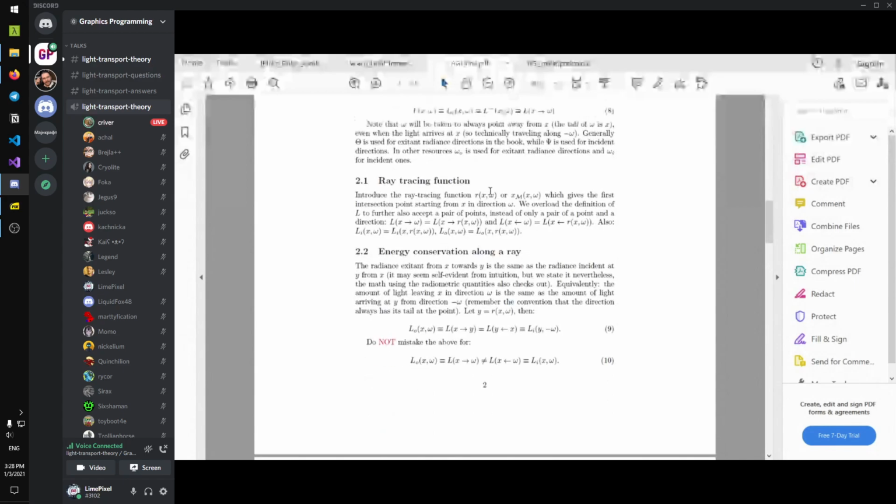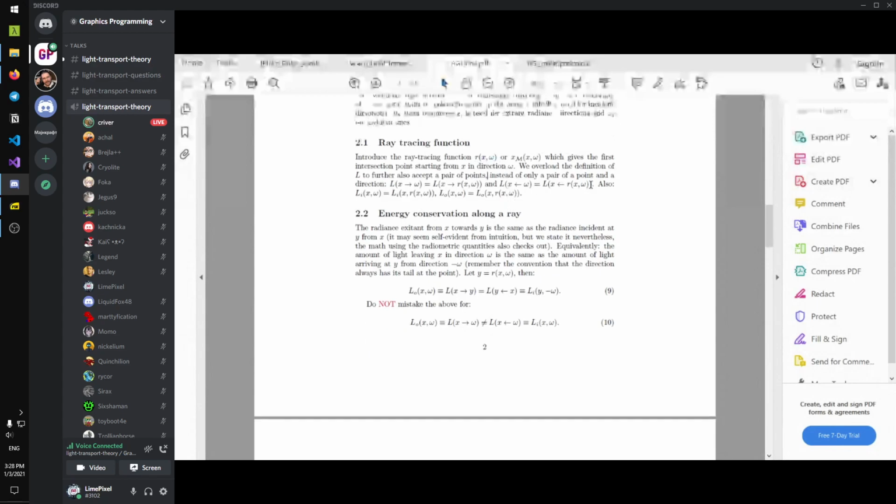Okay. Next, we will define the ray tracing function, which is simply: you give it a point on a surface and you give it a direction, and it finds along that ray the first intersection. So this R(x, omega) would give you some point y if it intersects anything in the scene. And then you can also rewrite these functions that were in terms of a point, a position in space or on a surface, and a direction, as a function of two points, so from x to the point that you intersected. Questions on that?